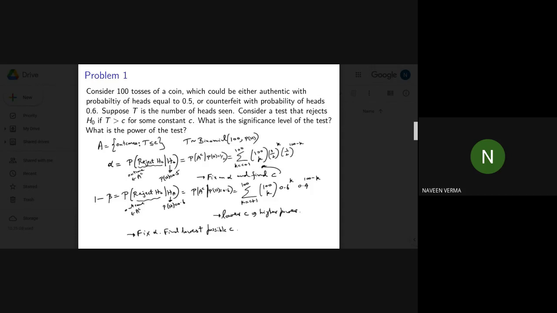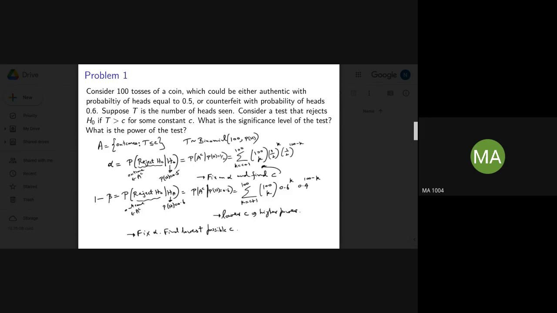In this, we are taking only one sample of 100 tosses. So this is how we found the significance level. And now we have to find the power. So what is power? Power is 1 minus beta.